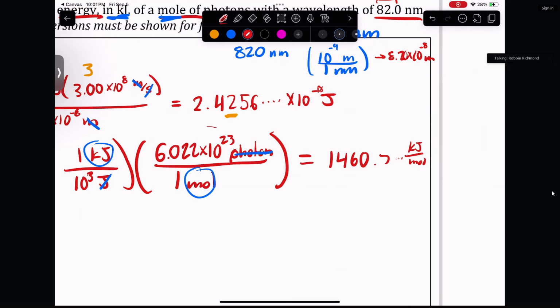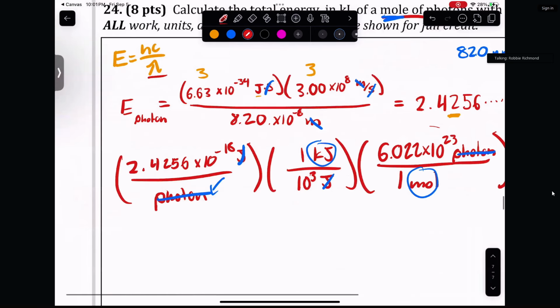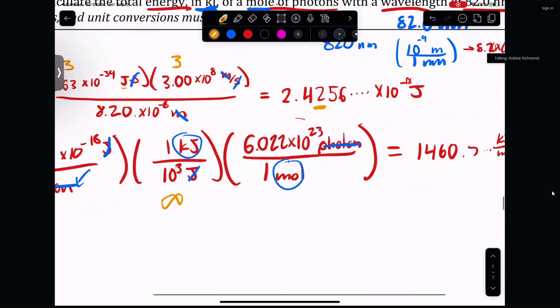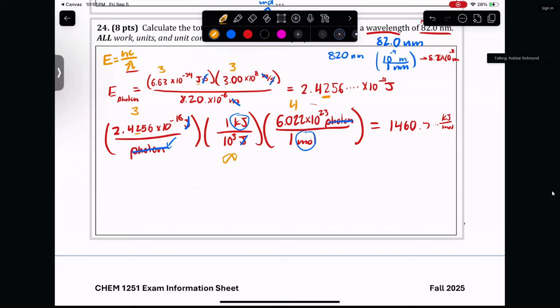And then let's go over sig figs. As we already determined, this is going to be rounded to 3 sig figs. This is infinite over here because this is true by definition, and this is 4 sig figs. Rules of multiplication and division, whatever is the lowest amount of sig figs is what we're going to round to. So this answer is going to be rounded to 3 sig figs, or simply 1460 kilojoules per mole.